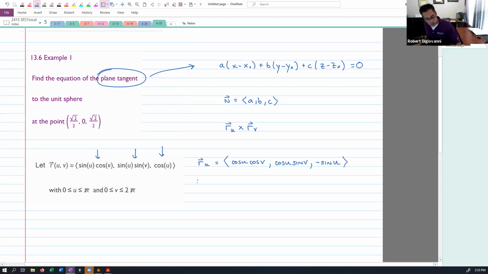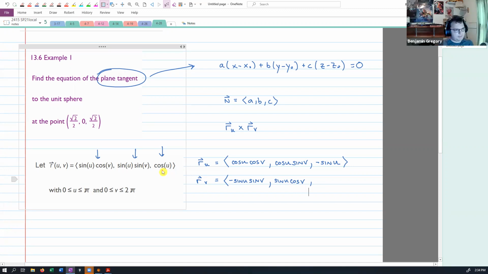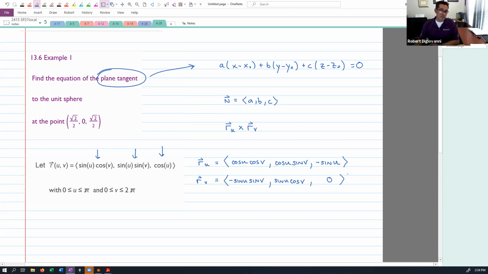Okay, now I need the partial of this with respect to v, which now is going to give me negative sine u sine v. And then when I do the partial of this with respect to v, I get sine u cosine v. Stop me if you have a question. What's the partial of this with respect to v? 0. That's nice. And now I need to cross these.